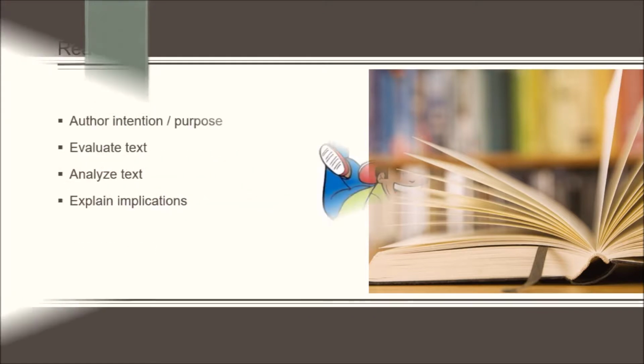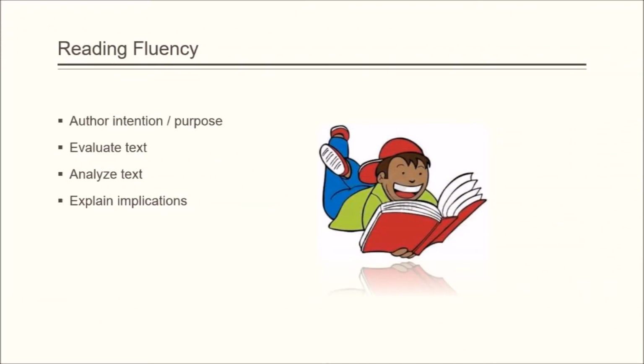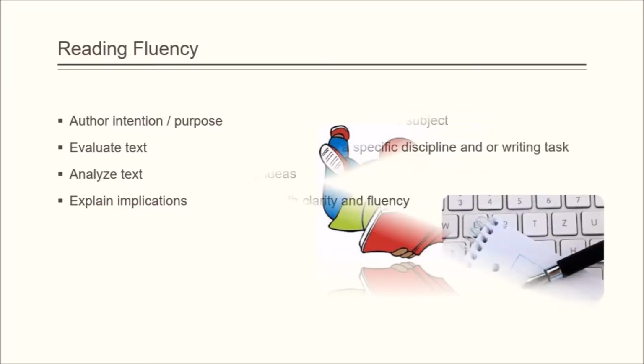written communication. Reading fluency involves the ability to read and understand primary and secondary sources. Students should be able to evaluate the explicit message of a text and its main supporting elements, evaluate text, analyze text, explain possible implications of the text, among others.